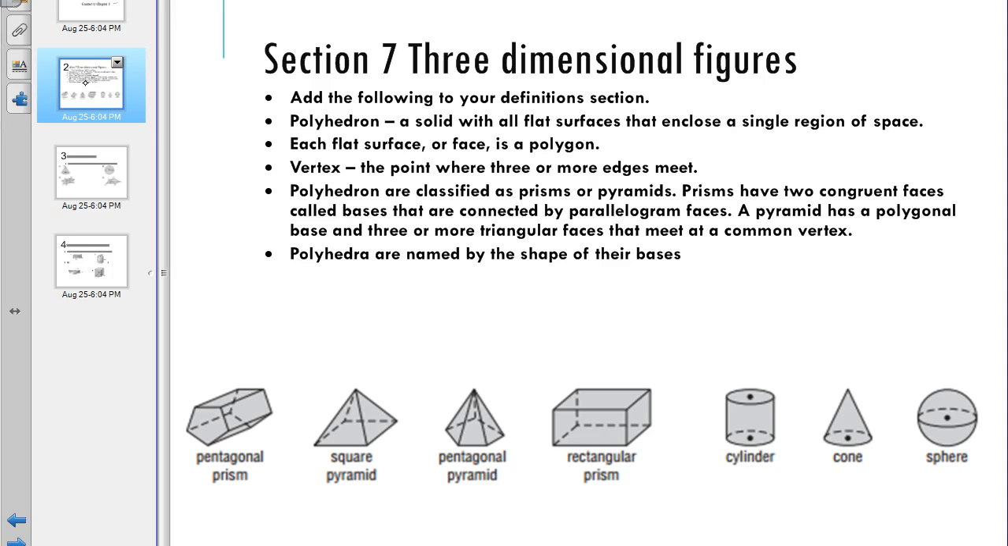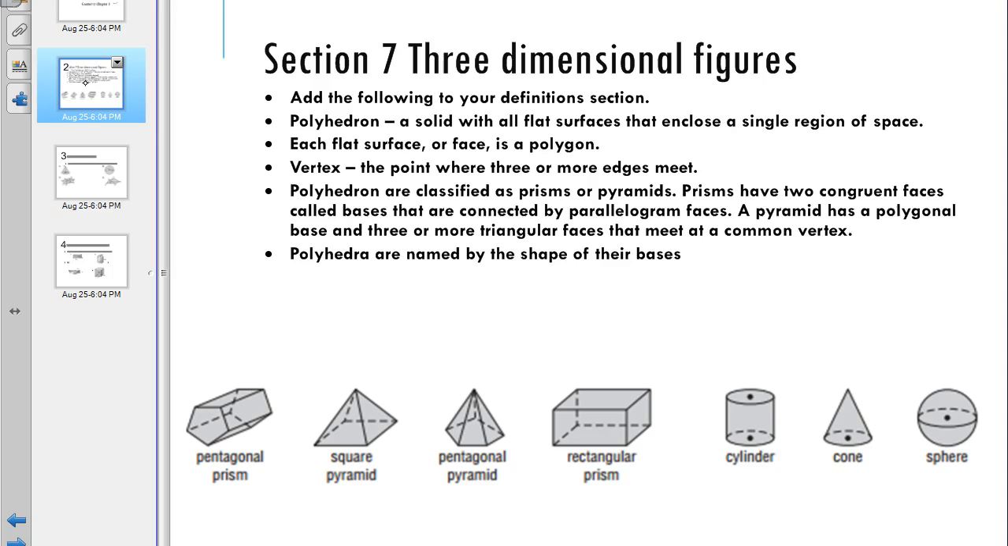Polyhedron, it's a solid, and it has all flat surfaces that enclose a single region of space. The flat surfaces are called faces. Those will be polygons like a pentagon or a square or a triangle or a rectangle. The vertex, that's that point that we've talked about. It's a point where three or more edges meet.